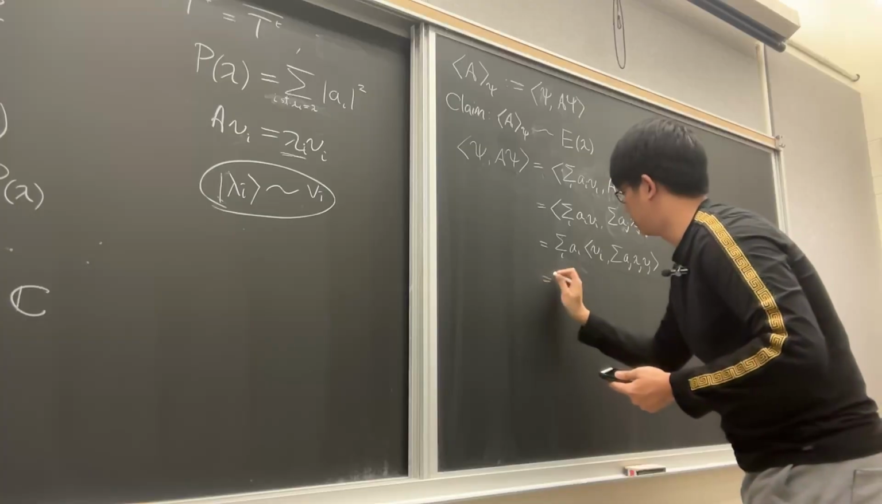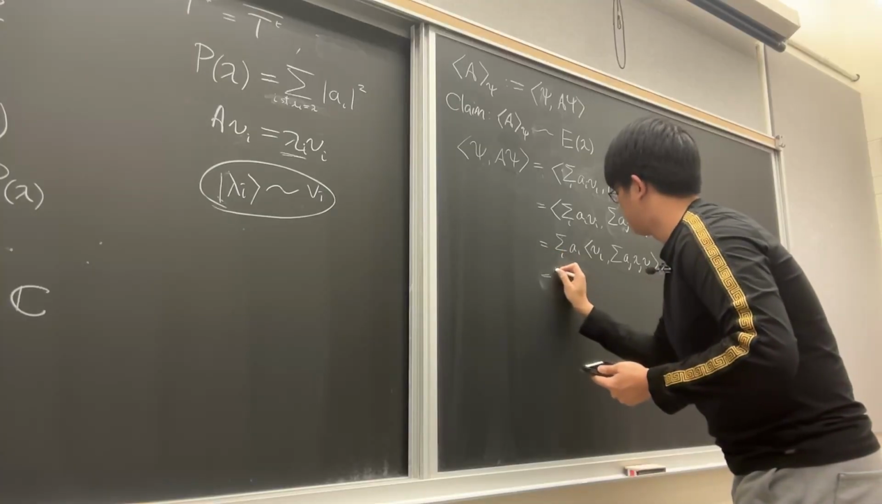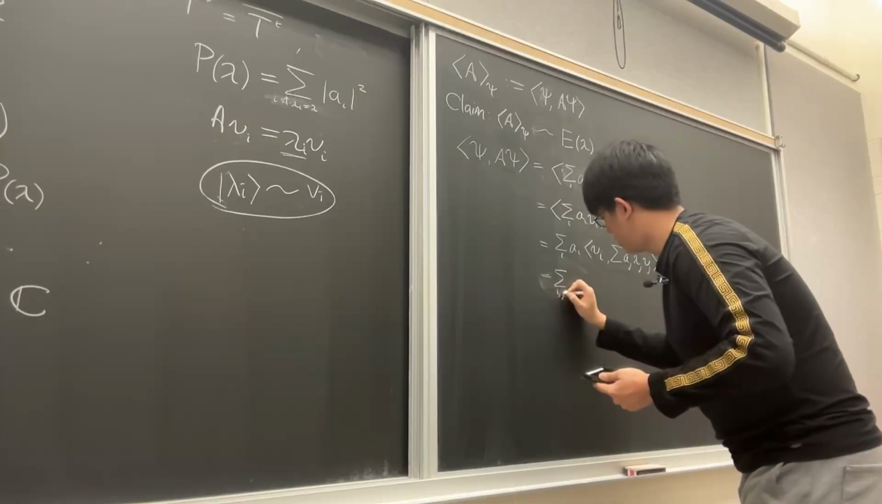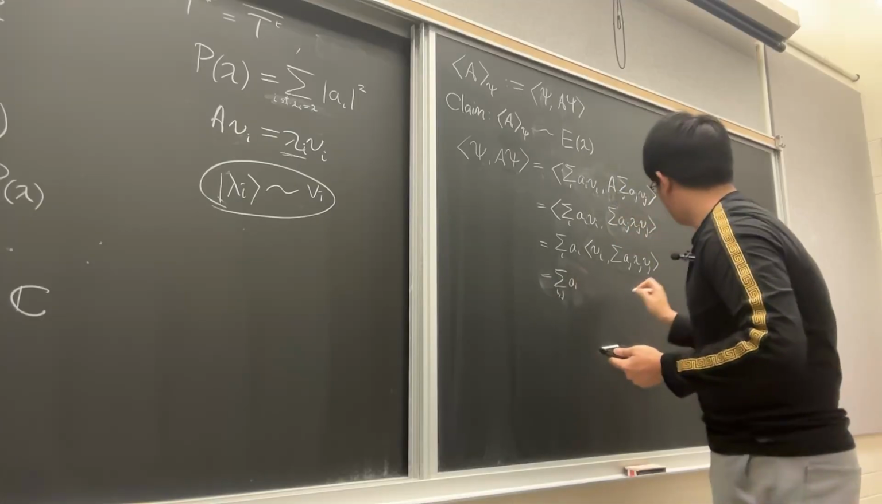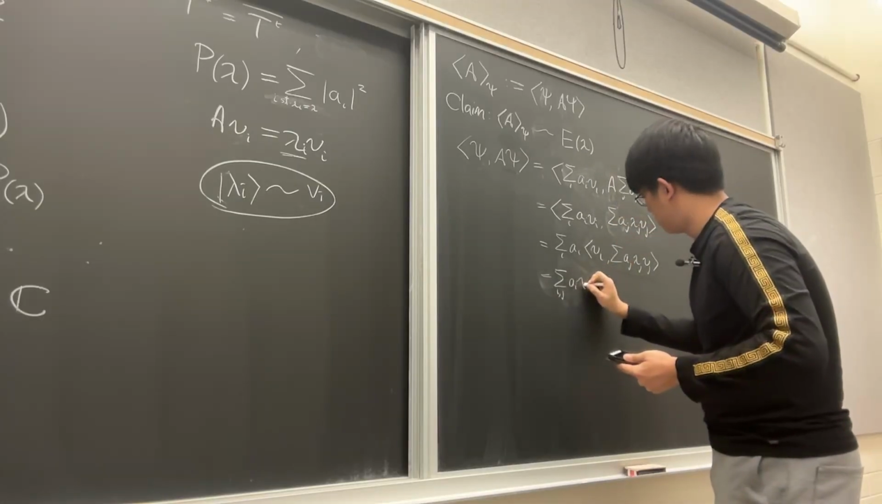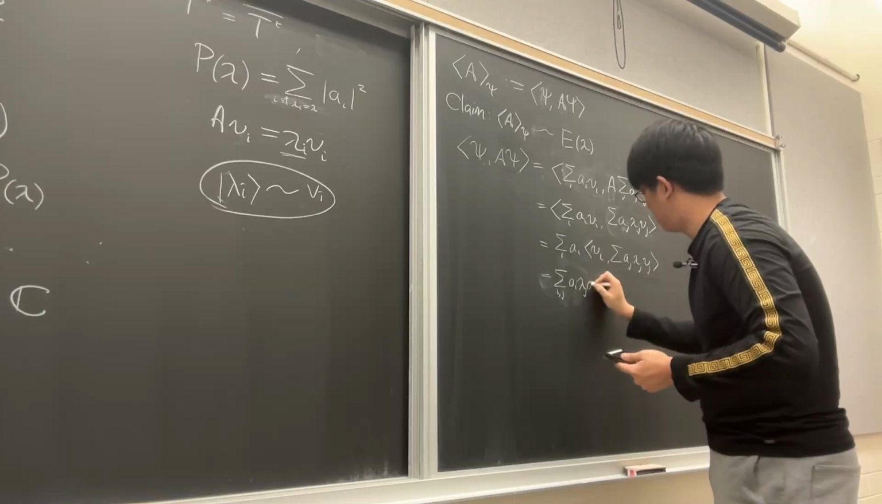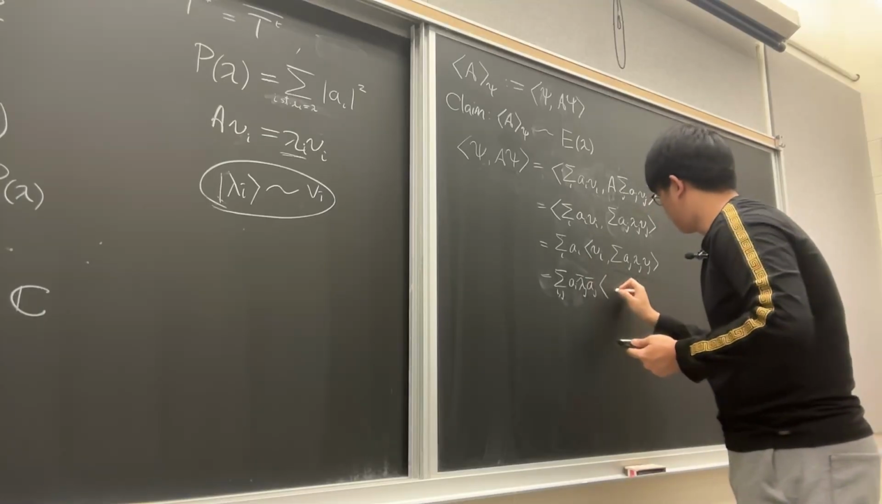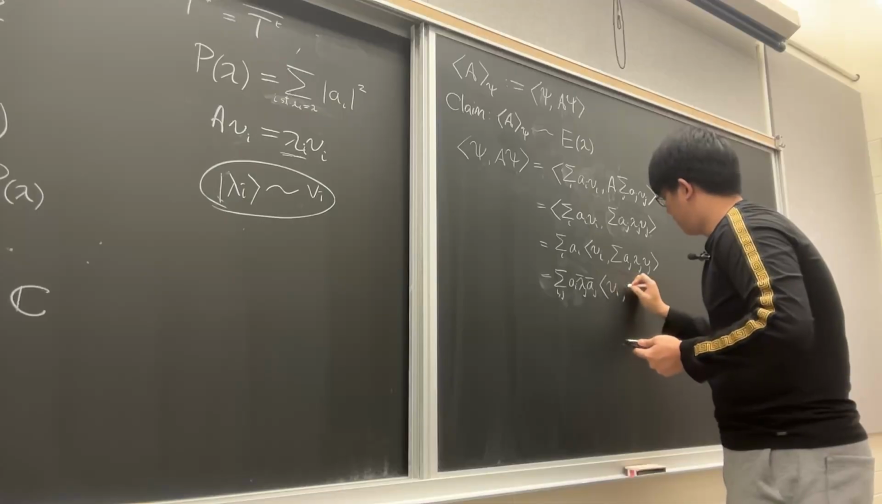So this is also equal to the sum of i, j, ai, lambda j aj, when both of these are in conjugate, and we are left with vi.